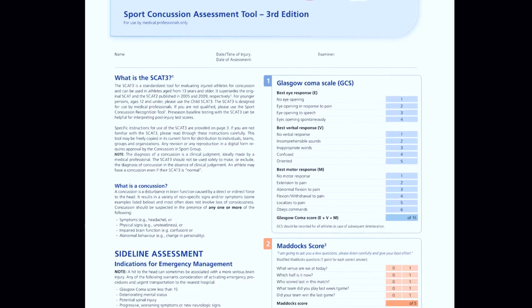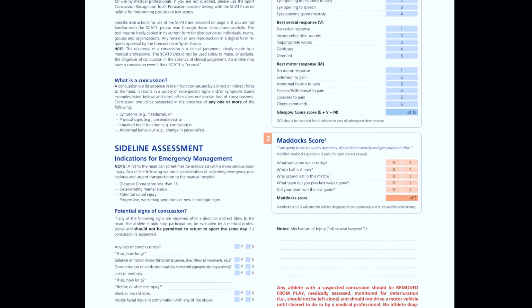The first page of the tool is used post-injury, so we will not be demonstrating it today. The most important point of the first page is that any athlete suspected of a concussion should be immediately removed from play and should not return to play the same day as the injury.